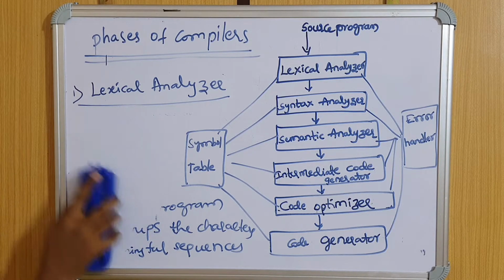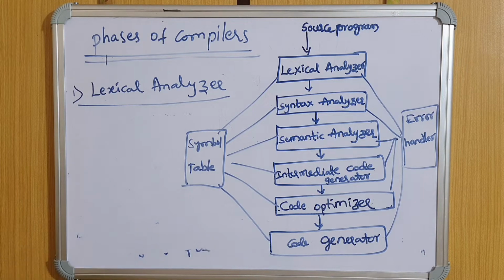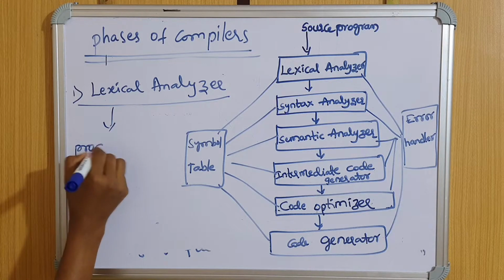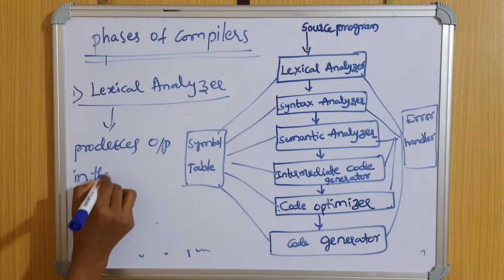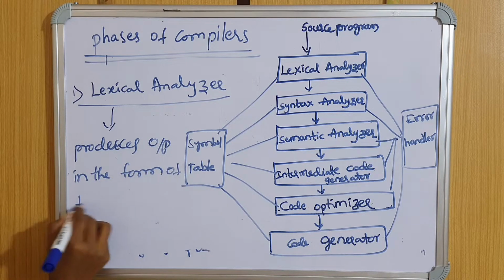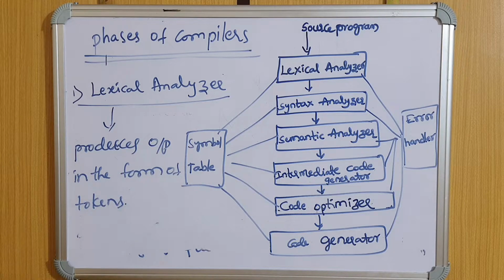This way we can call it tokens also. The lexical analyzer will produce the output in the form of tokens. The first one is lexemes. What is a lexeme? The input stream will be grouped into meaningful sequences, that we call a lexeme. The lexical analyzer produces the output in the form of tokens.